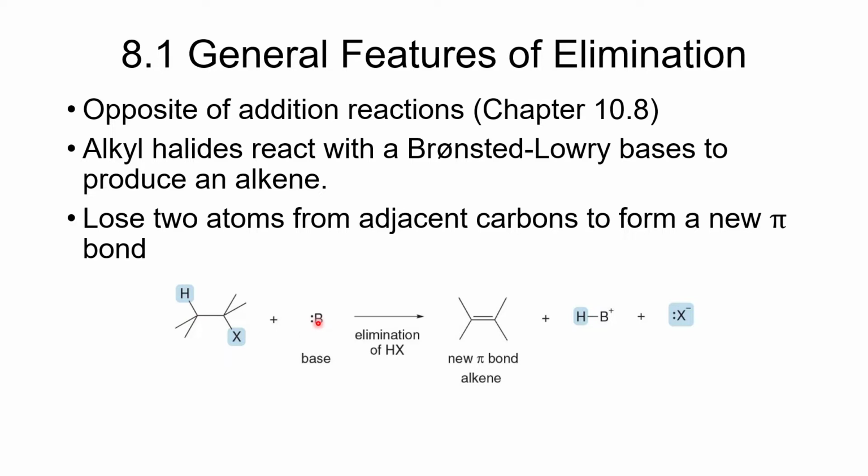Here is our base. Again, we'll talk about the base in more detail later. And we eliminate the H and the X from across that carbon-carbon bond to form a pi bond. So now we will have a double bond in between these two carbons. And in the process of doing that, we will get the conjugate acid of our base and, of course, our leaving group, much like what we saw in nucleophilic substitution. We have a leaving group.